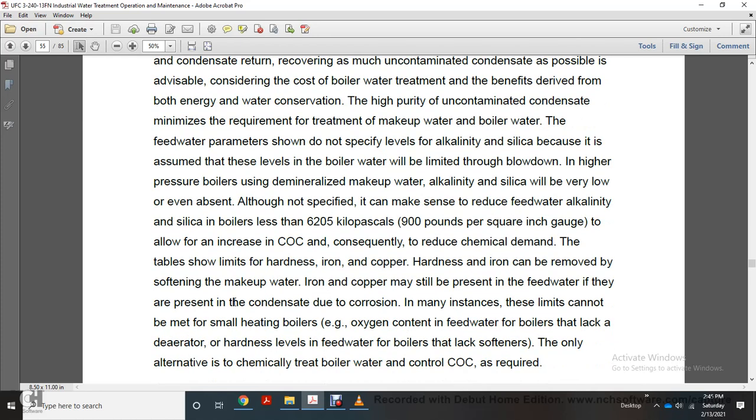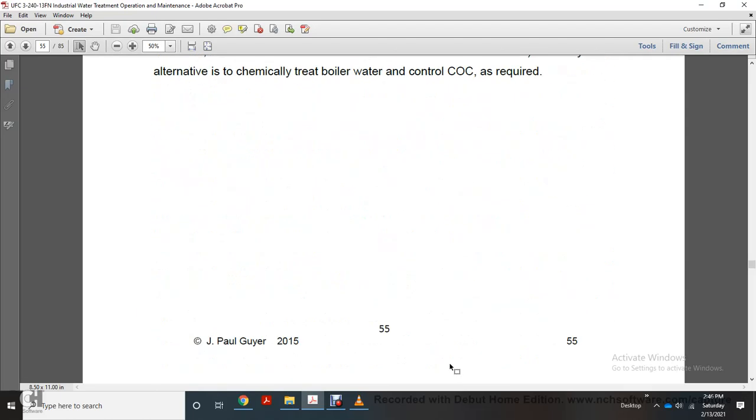Consequently, this reduces the chemical demand. The table shows the limits for hardness, iron, and copper. Hardness and iron can be removed with softening of the makeup water, but iron and copper may still be present in the feed water due to corrosion. In many instances these limits cannot be met with small heating boilers: oxygen content in feed water for boilers lacking a deaerator, and hardness in feed water for boilers lacking softeners. The only alternative is chemically treating the boiler water, and control of the cycles of concentration is required.